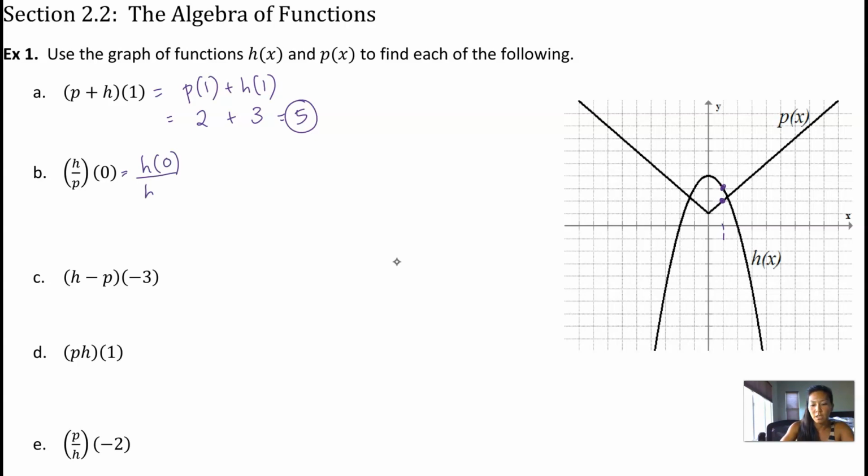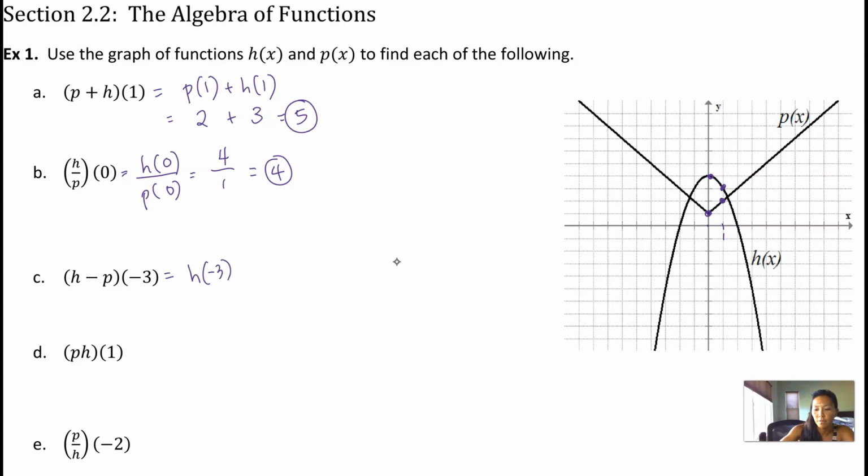So the next one's H of 0 over P of 0. So P of 0 is going to be, here's 0, and I got this output of 1 on my P graph, and 2, 3, 4 on my H graph. So it's 4 divided by 1, which is 4. Not bad. I don't have anything crazy there.